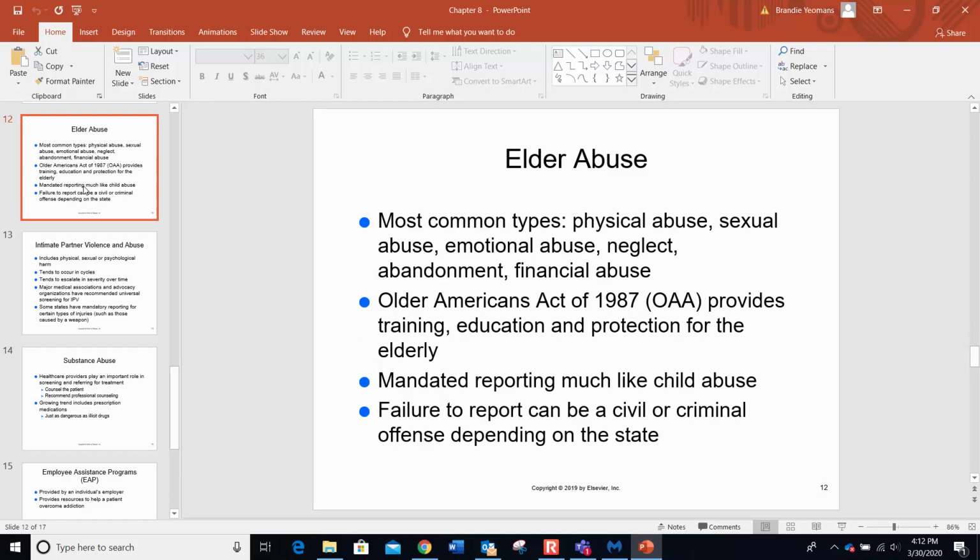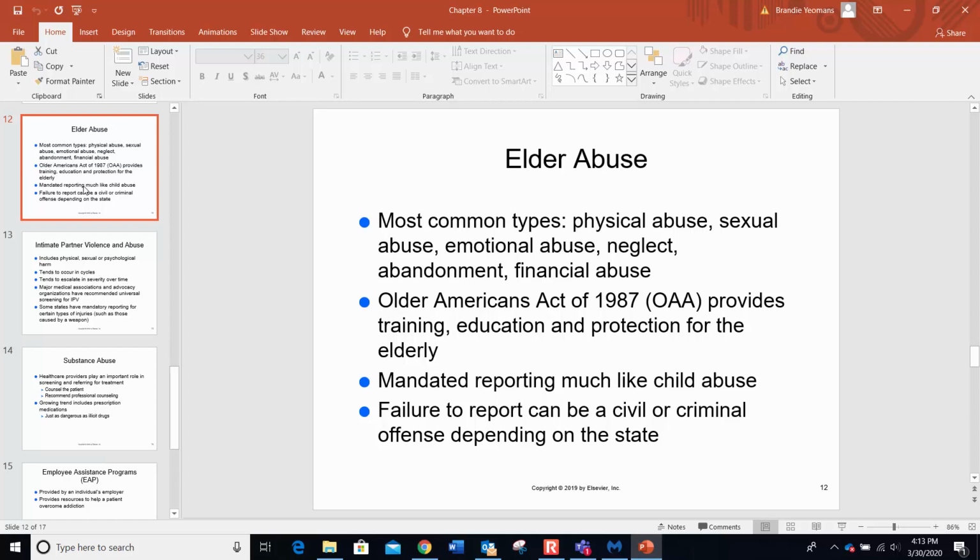So from one end of the age spectrum to the next, let's look at elder abuse. These guys are just as defenseless as babies, in my opinion. So we have to be very, very observant. It's common to see this statistic that 1 out of every 10 elders 60 years of age has already experienced some type of abuse, neglect, or exploitation, and it's not being reported.